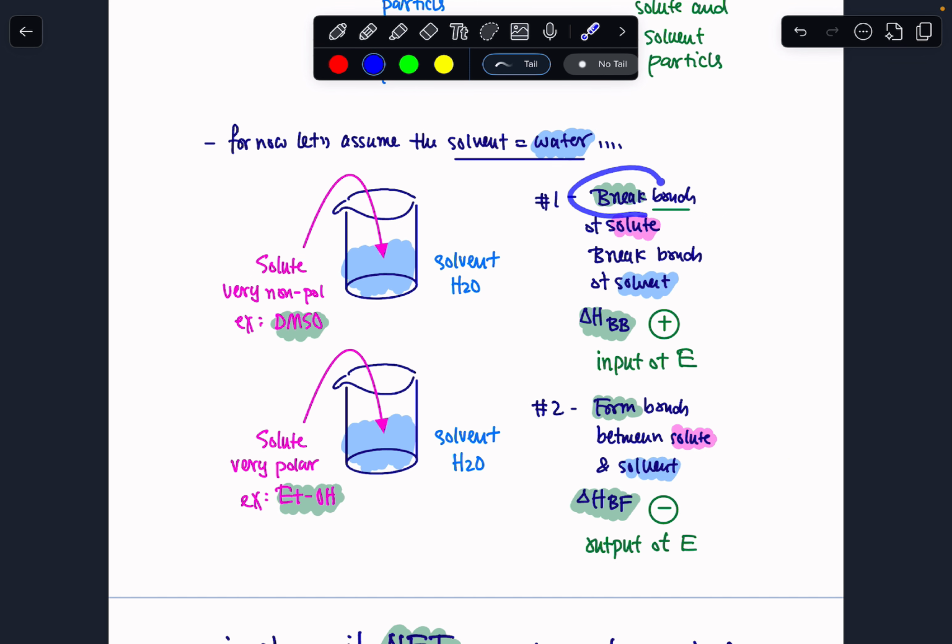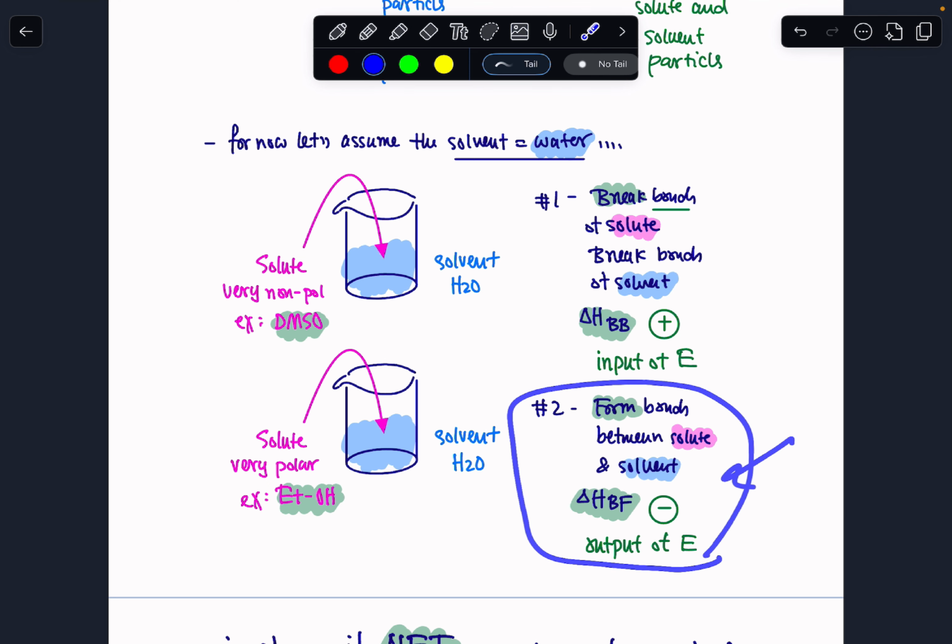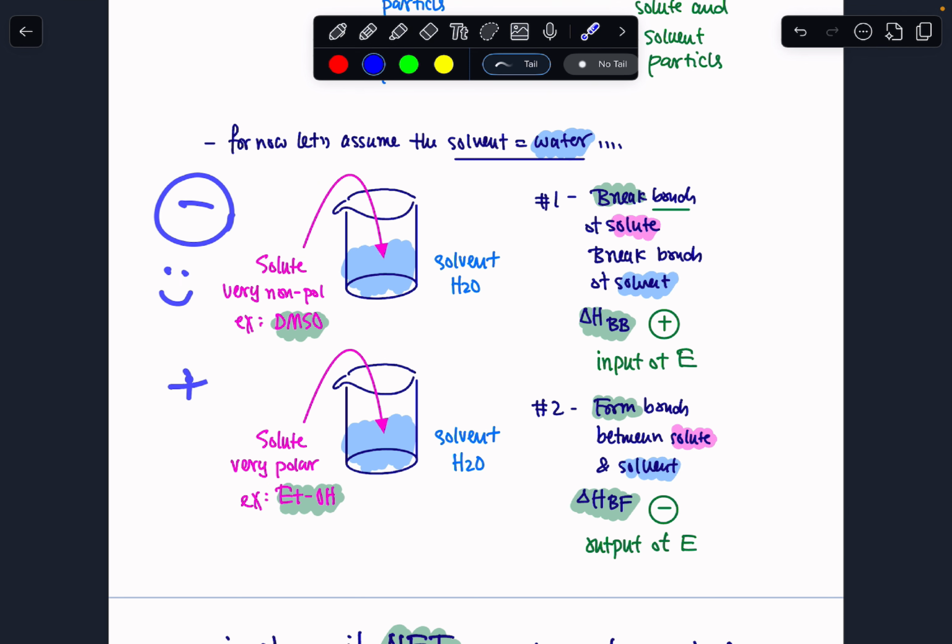So if you need to break bonds, you need energy input. That number is always positive, and if you're forming bonds, that number is always negative. The net exchange determines solubility. If you're negative in total, you will dissolve. If you're positive, you will not dissolve.